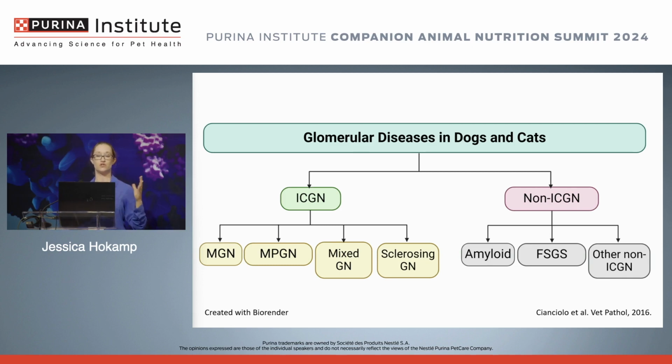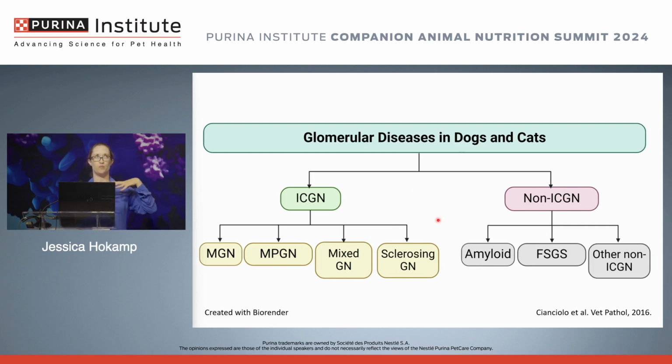Those proteinuric diseases divide into two major categories, which are the ICGN, or the immune complex-mediated glomerulonephritis, and non-ICGN. So, that's a pretty broad split there, right? We then can classify those further based on histology and additional advanced diagnostics. Again, we're going to be focusing here on the ICGN diseases.